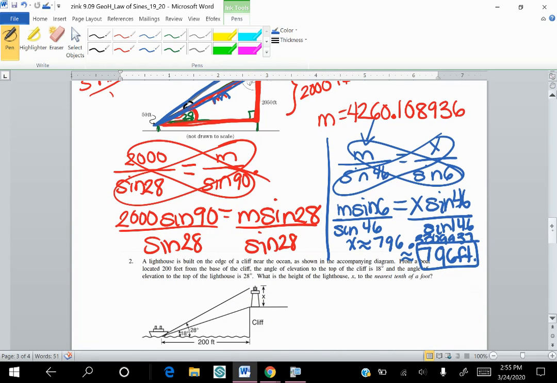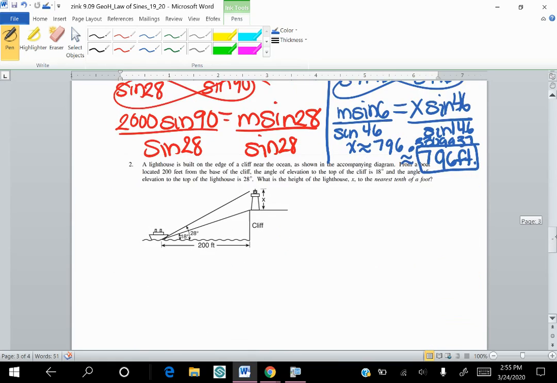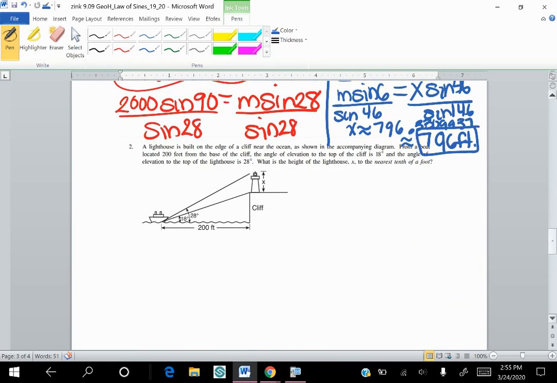So we had to use law of sines twice, or you could have done SOHCAHTOA once and law of sines once. So you still would have gone to this next step after that, if that was the way you initially had started it. Number 2.